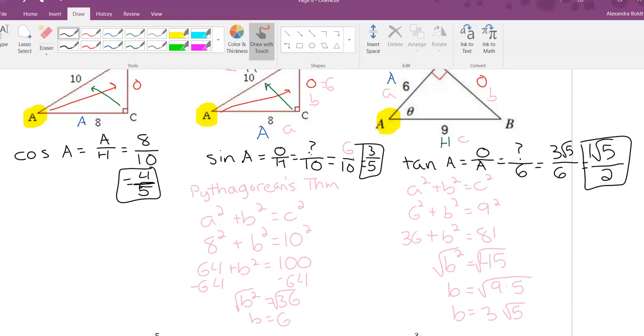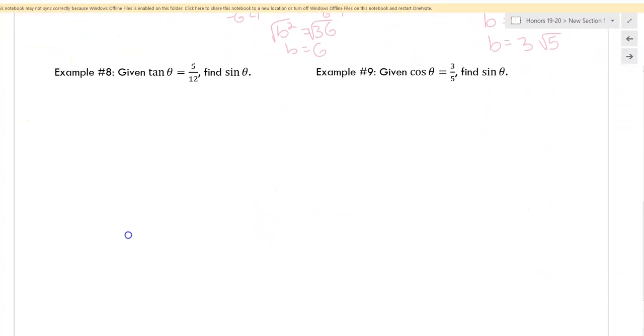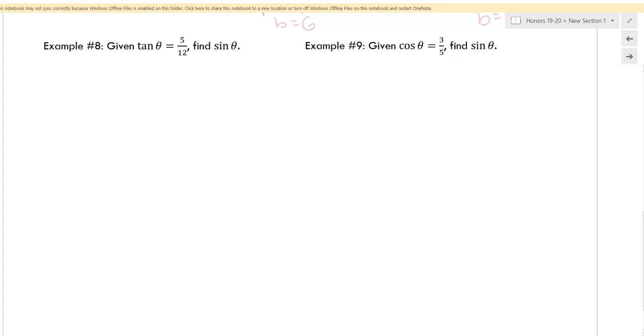All right, looking at some more examples, just 2 more. If we're given one of the ratios, we should be able to find the other ratio. The only thing different about this problem than the problems we just did is for these problems we have to draw our own picture. So if we're given the tangent of theta equals 5/12, find sine of theta. I'm going to start by drawing a right triangle and putting theta somewhere. Theta is my angle. My hypotenuse, the opposite side, and the adjacent side. Okay.